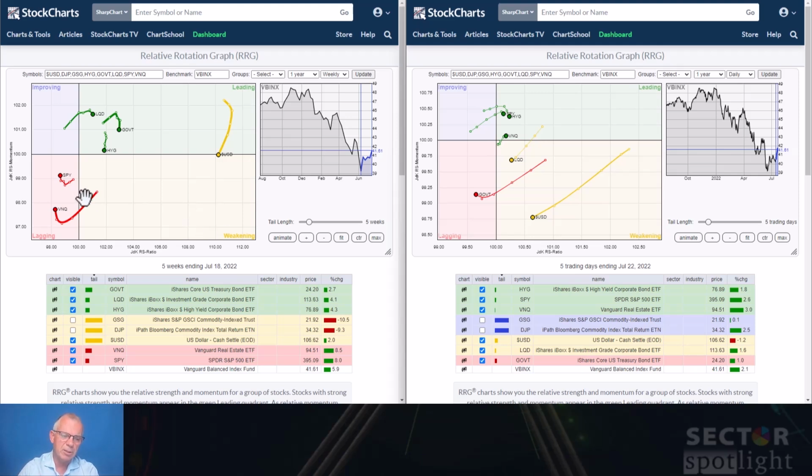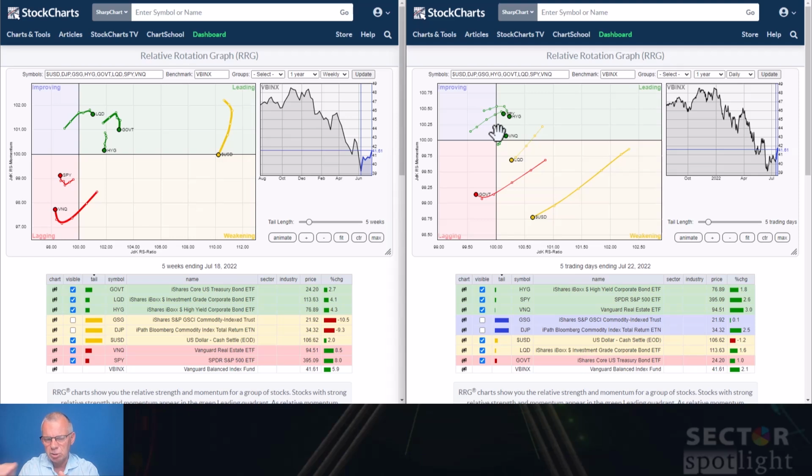And on the weekly, you see that it is hooking back up. It's very early stage, but you can see a little bit of improvement on the daily. And you can see that government bonds have moved into the lagging quadrant again. Makes the rotation, the relationship between stocks and bonds still kind of stable.